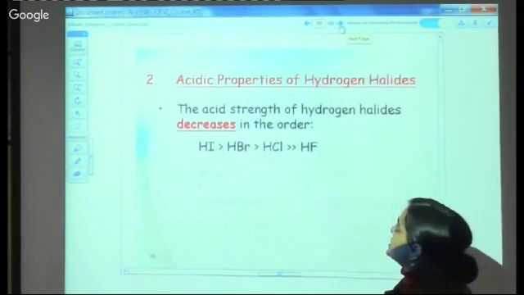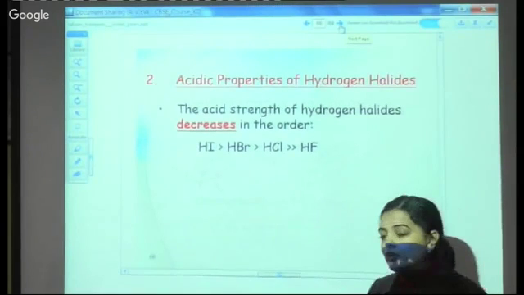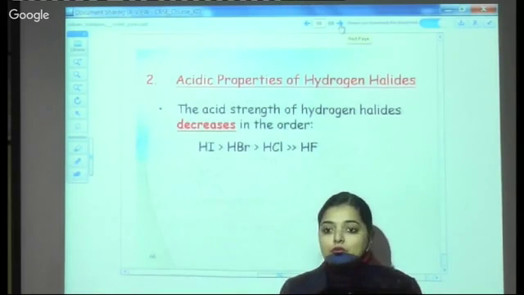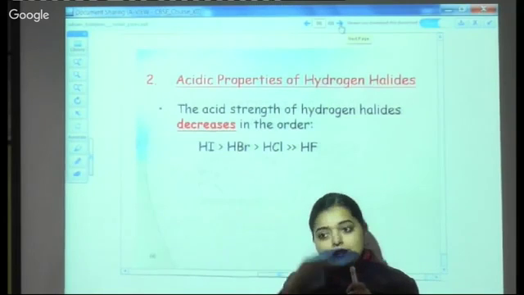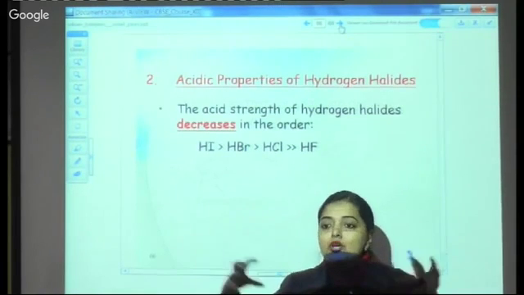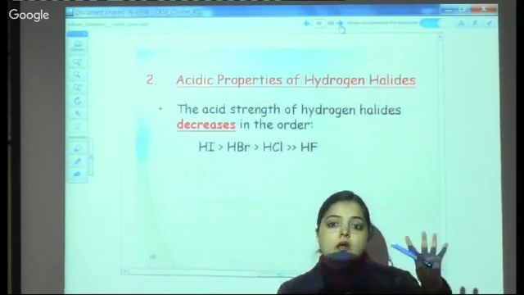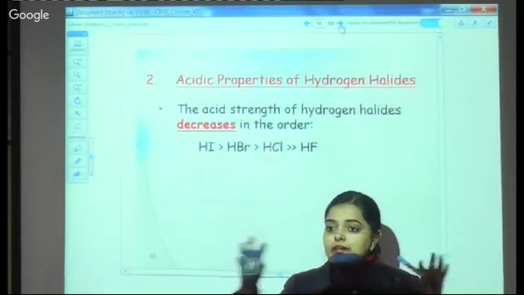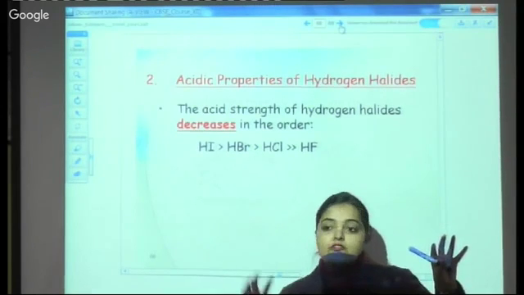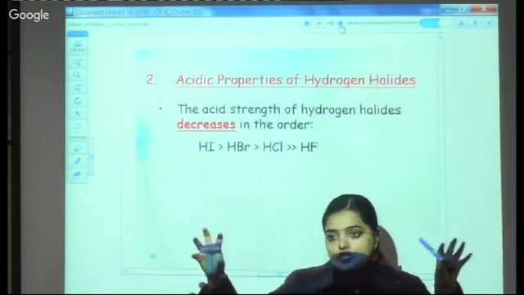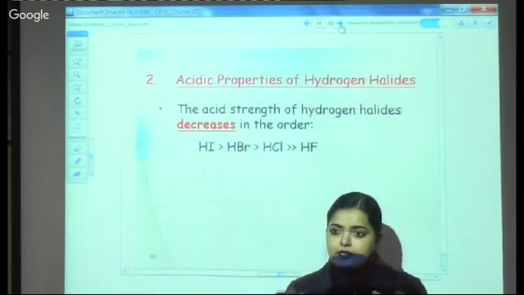Now, acidic properties of hydrogen fluoride. Now you know that hydrogen and fluorine form a very good bond. And there is hydrogen bonding among the intermolecular forces also. Like intermolecular hydrogen fluoride, there is a hydrogen bonding. One HF forms a hydrogen bond with another HF. So there is a good bonding among them.